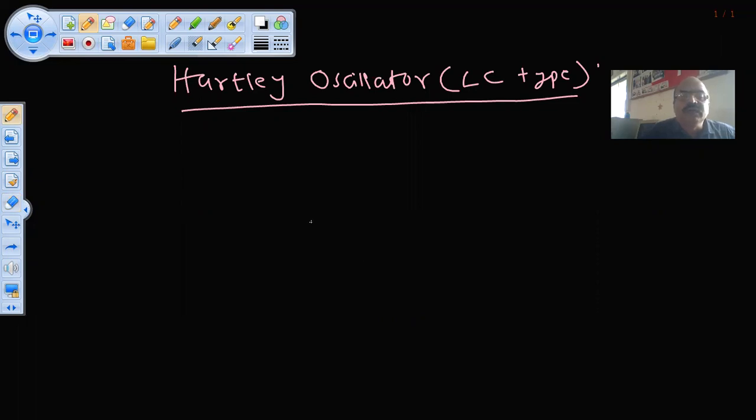I will draw this circuit. This is a common emitter amplifier, as we know. This is a basic amplifier. This is ground. This is RE. This is a bypass capacitor, CE.